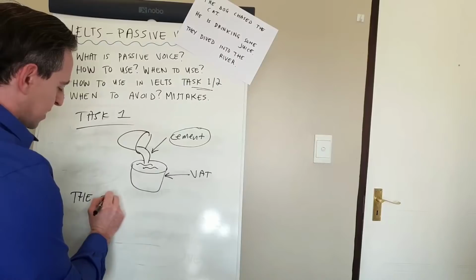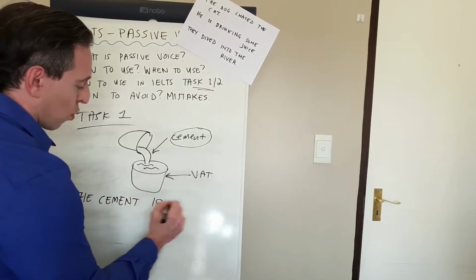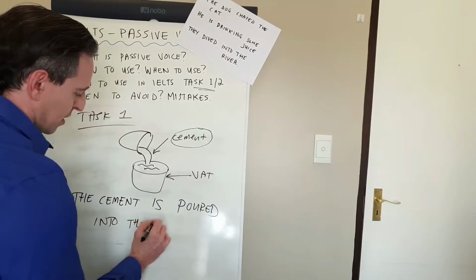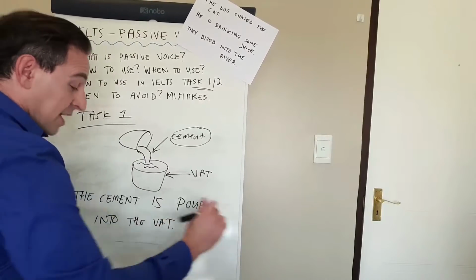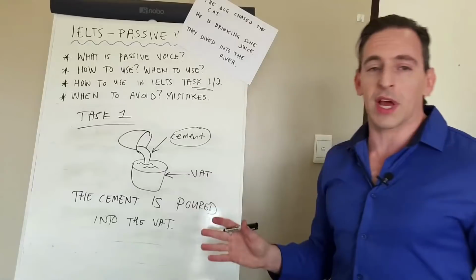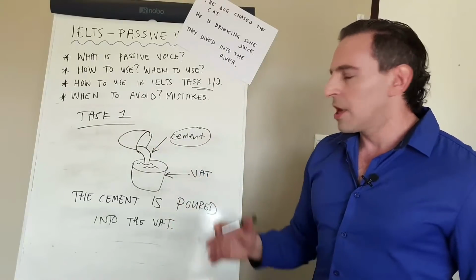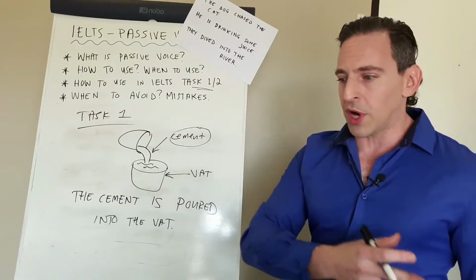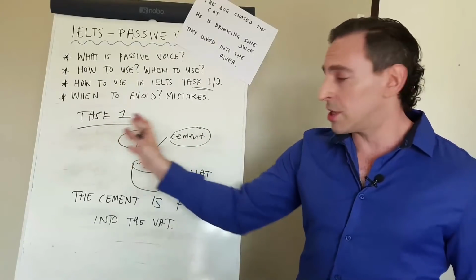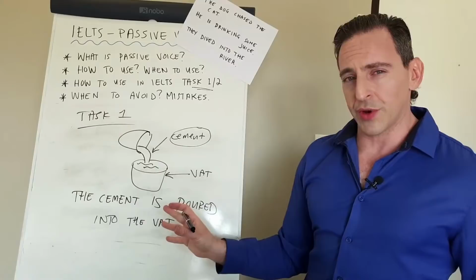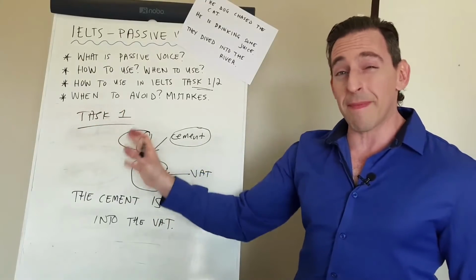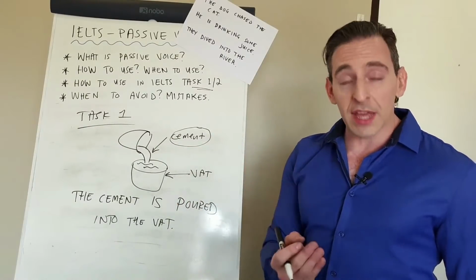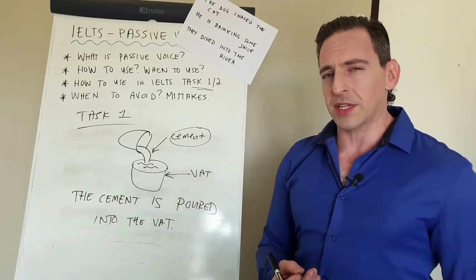The cement is poured into the vat. And it actually makes it seem so much simpler now to describe this process. Because again, a lot of people don't use passive voice. They try to use active voice, and they say somebody or a machine, but you don't know if a machine is doing this. You don't know if a person is doing this. You can't say the foreman or the manager pours this into the vat or the machine does it, because you don't know. And by saying that you think you know, you could be affecting your band.